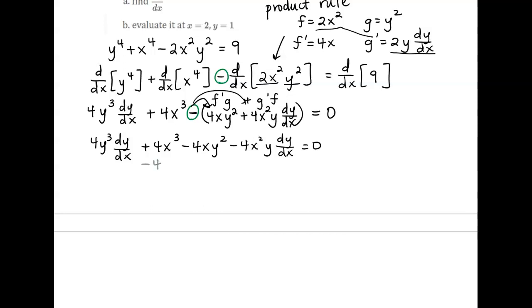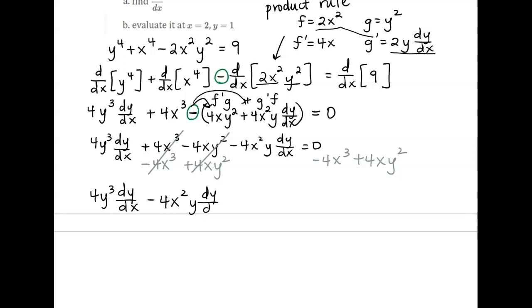Well, this 4x cubed term does not have a dy/dx, so I'm going to move it. And this negative 4x y squared does not have a dy/dx, so I'm going to move it. So I'm adding that to cancel it out from the left side of the equation. So now let's write what we are left with. That is 4y cubed dy/dx minus 4x squared y dy/dx is equal to a negative 4x cubed plus 4x y squared.